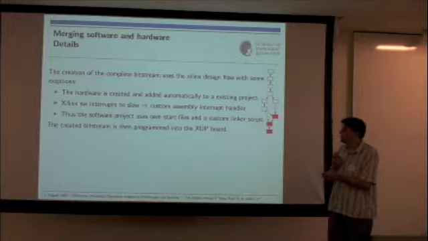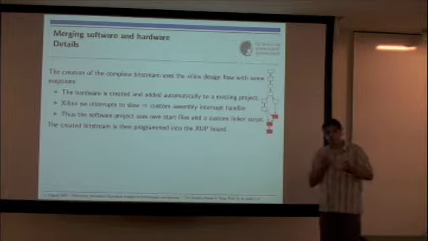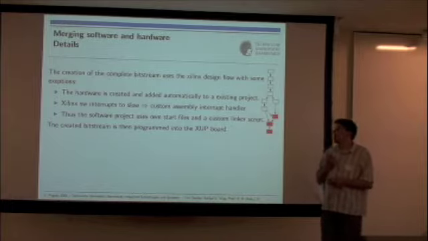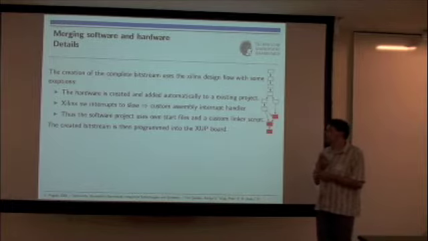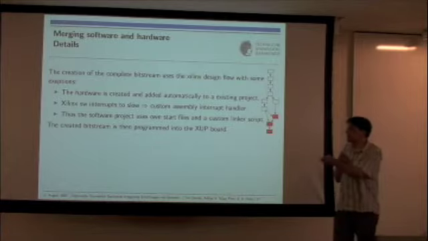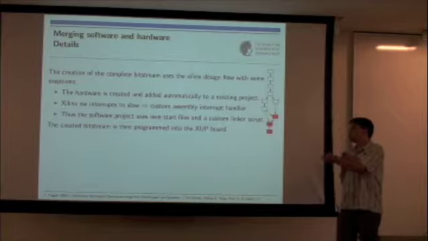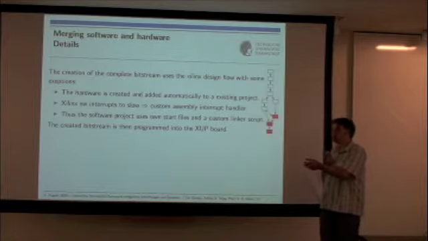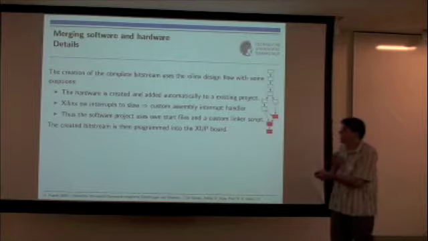So the Xilinx interrupt handler was much too slow because it was pretty generic and so on. And so we replaced it with a custom assembly interrupt handler to speed up the memory accesses of the hardware part. This is in turn only needed because we have a slave device.